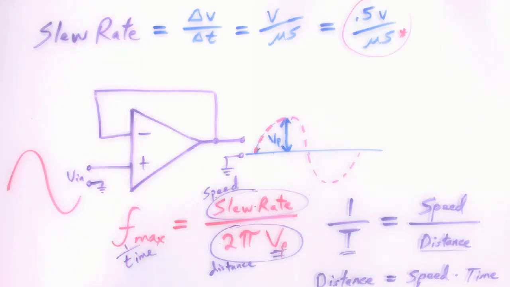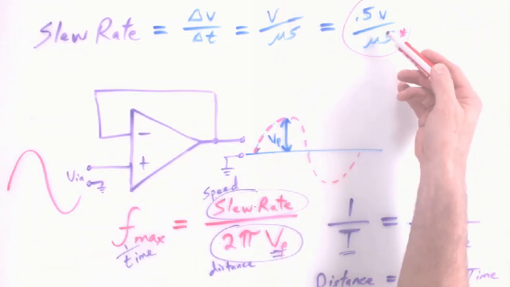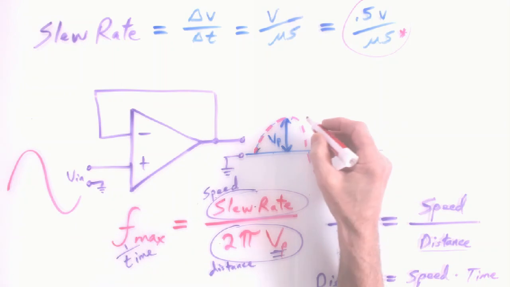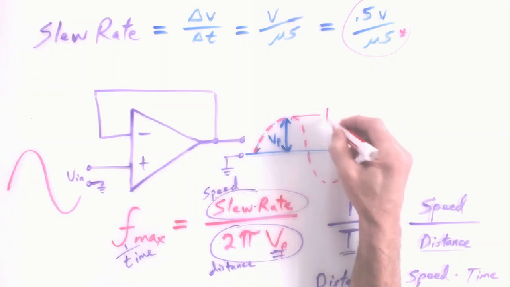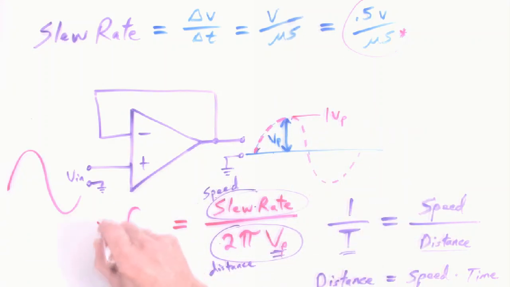Last thing, just to finish up, I guess we could do a quick example of the math. We could use that 0.5 volts per microsecond. Let's pick something here. Let's just say we had a 1 volt peak, and let's see how high of a frequency we can go before the op amp couldn't keep up. So let's do that.